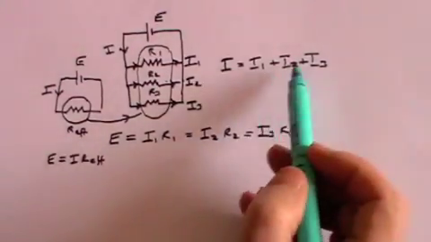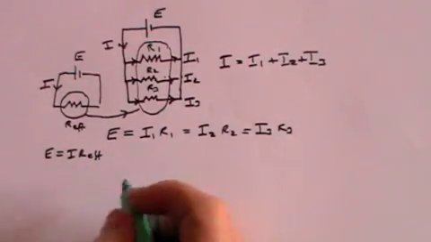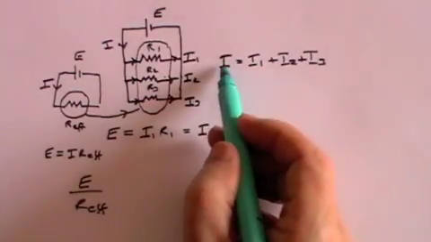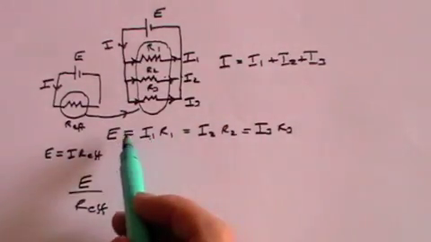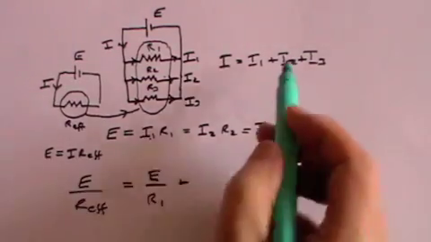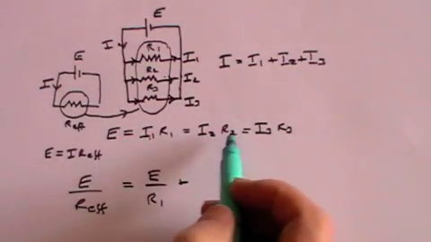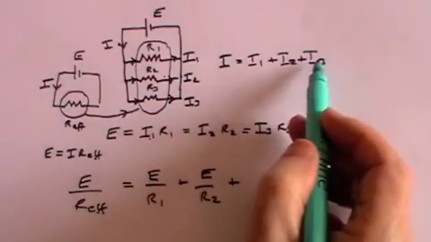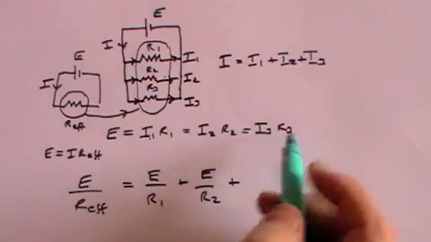Right, now we can use that formula and say that I is E divided by R effective. That's I, which equals I1 plus I2 plus I3. Well, what is I1? I1 is E divided by R1. Plus I2. What is I2? I2 is E divided by R2. Plus I3. What is I3? I3 is E divided by R3.